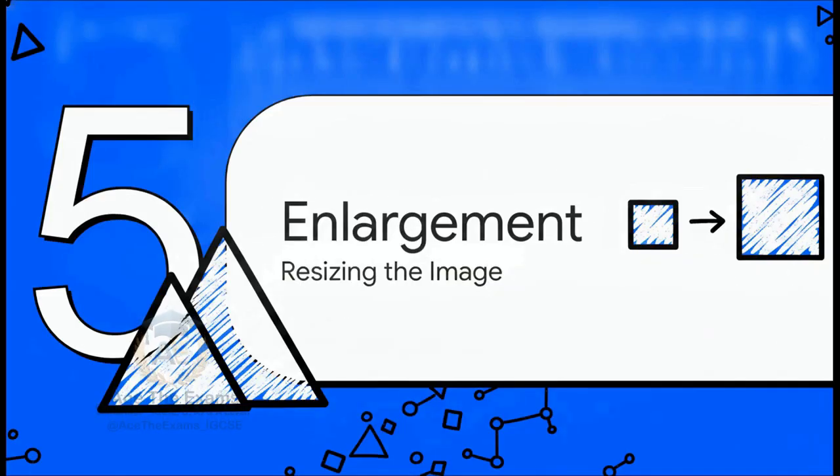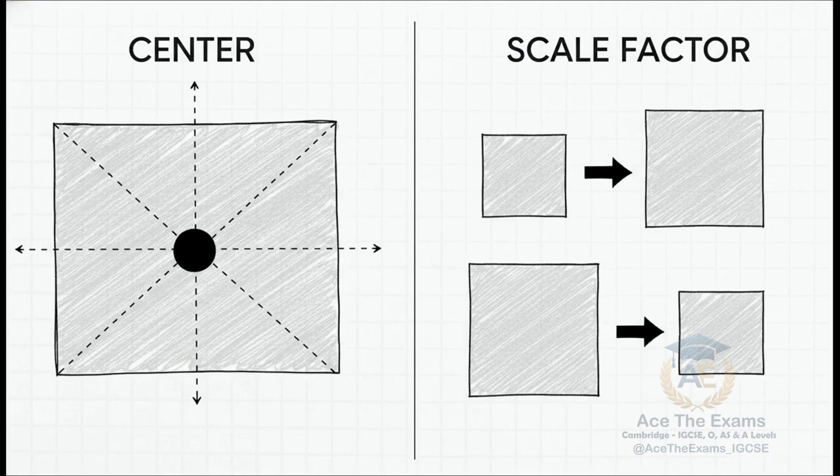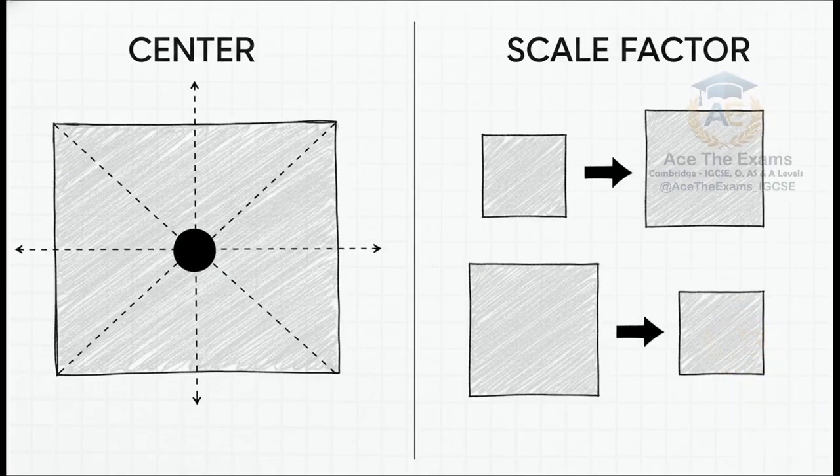Let's look at part 5, enlargement, resizing the image. This one is a real game changer because unlike the other transformations that just shift things around, enlargement actually alters the size of the shape. It creates a mathematically similar image. And just like rotation, you need specific data to get your marks. You must state the exact center of enlargement, and you must provide the numerical scale factor. The scale factor dictates how much larger or smaller the image is, and the center tells you the precise starting anchor on the grid.